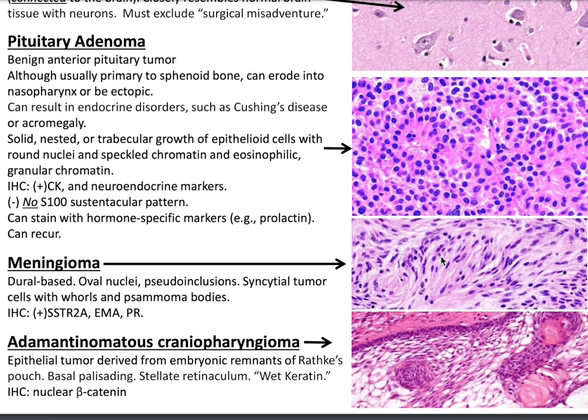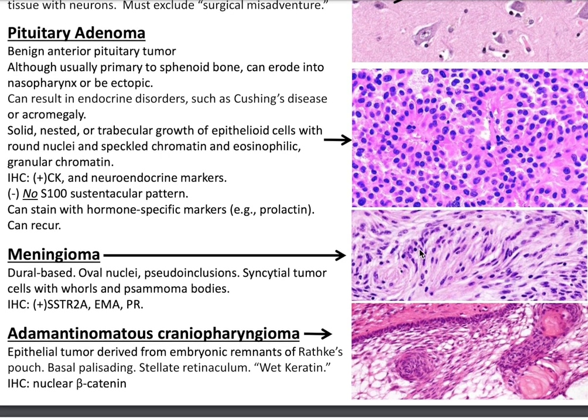Pituitary adenoma. This is a benign anterior pituitary tumor. Although usually primary to the sphenoid bone, it can erode into the nasopharynx or be ectopic. It can result in endocrine disorders such as Cushing's disease or acromegaly. Architecturally, you'll have solid, nested, or trabecular growth of epithelioid cells with round nuclei and speckled chromatin and eosinophilic granular cytoplasm. It'll be positive for cytokeratins and neuroendocrine markers. You will not have S100 sustentacular cells staining.